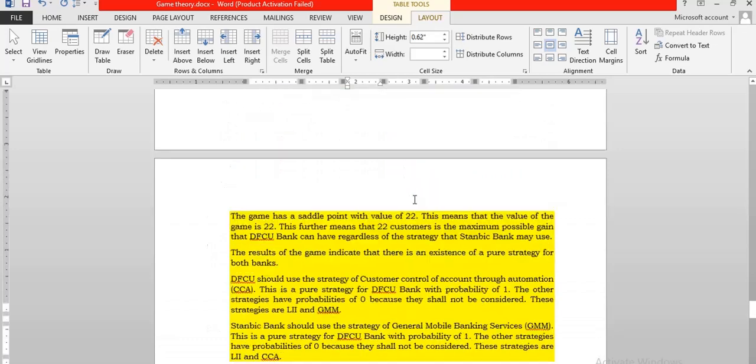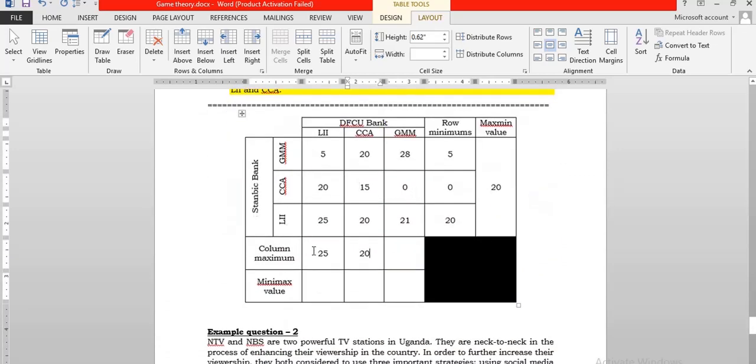It's supposed to be 18 here. Sorry about this. The number is 18 here. This one is 18. Okay, so we have 5, 8, and 18.